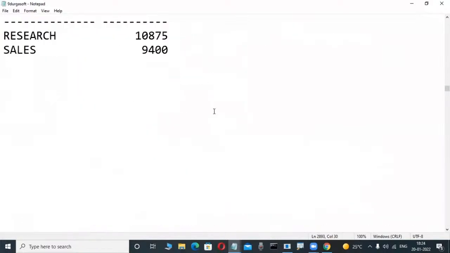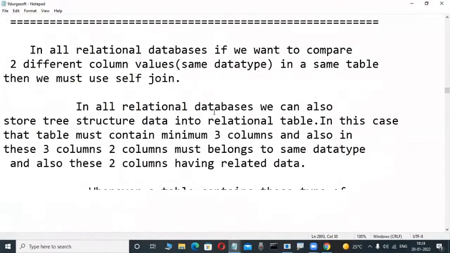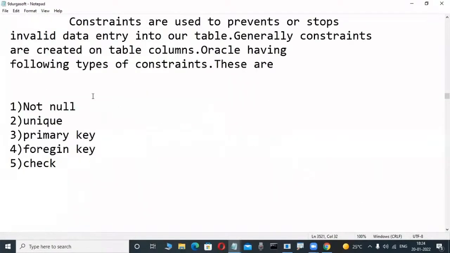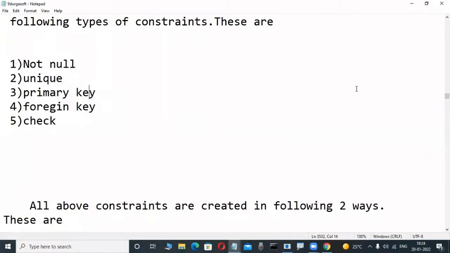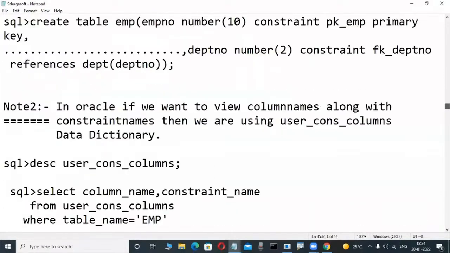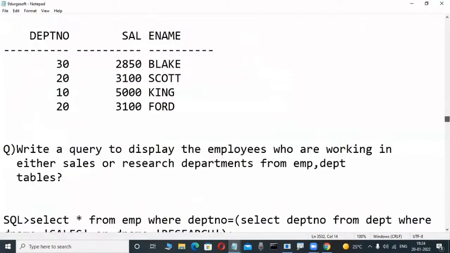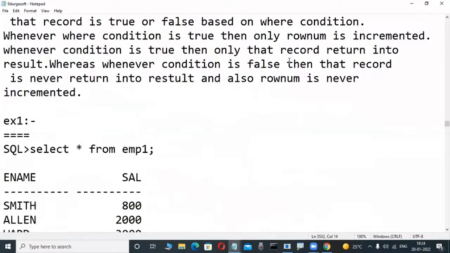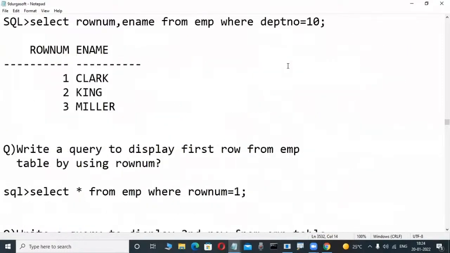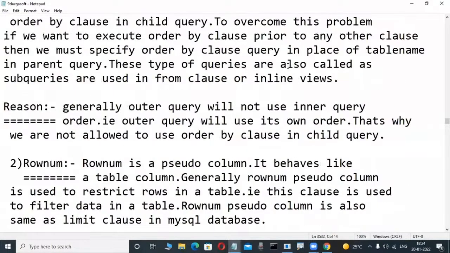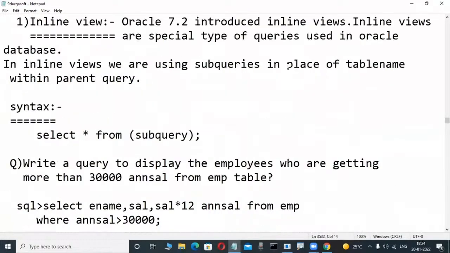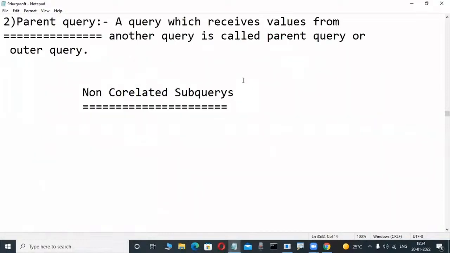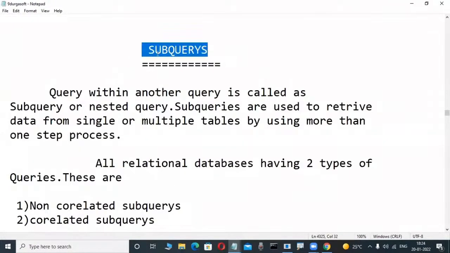Then constraints. In our SQL language side, constraints is a concept: primary key, foreign key, check, so many things are there. Once we are good at those things we are learning in our course, subquery is another most powerful concept. It is a query within another query, but only one or two lines of coding. These are the main chapters we are learning one of these days. In a database also, subqueries are there, and these are most powerful.